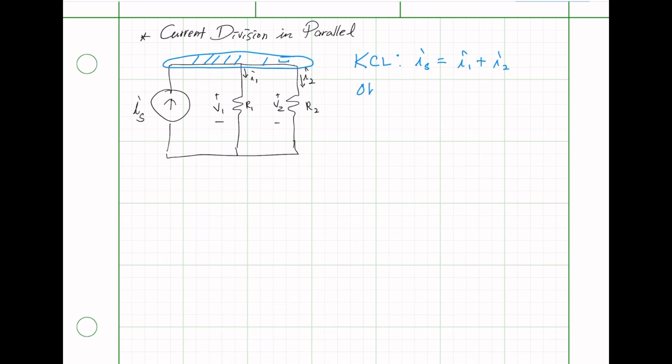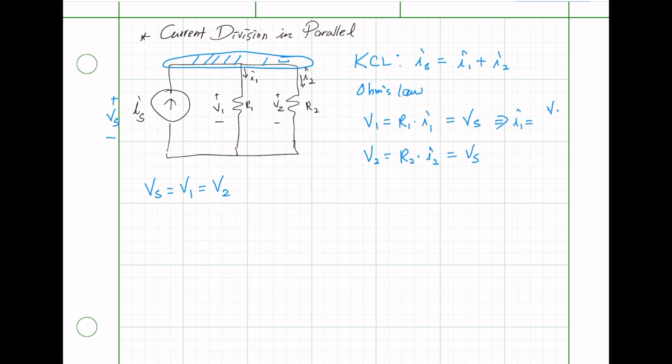And Ohm's law again, V1 equals R1 times I1. And V2 equals R2 times I2. And if you let this V be the voltage across the current source, then since they are all parallel, we can say Vs equals V1 equals V2. Then this is going to be Vs. This is Vs. Now let's solve for I sub 1. Then I sub 1 equals Vs over R1. And from here, I sub 2 equals Vs over R2.